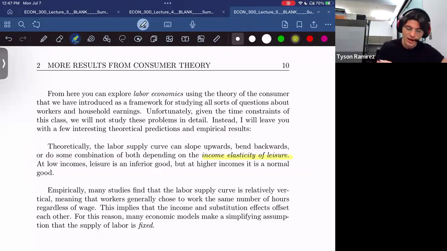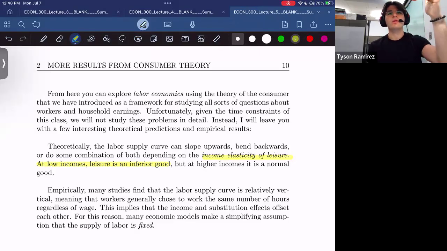And realistically, theory predicts that at low incomes, leisure is an inferior good, meaning that if I'm a low income person and I'm earning more money, then I would demand less leisure. If I'm starting at low income and I get a raise, I'm probably going to work more because I was low income because I need more money. I was down bad and now I have an opportunity to reverse that.